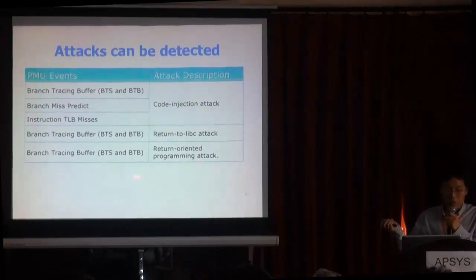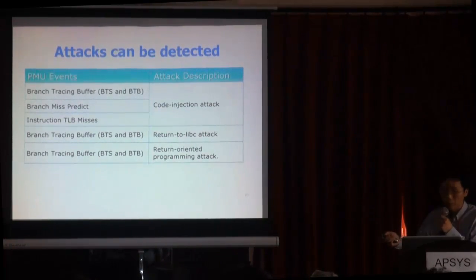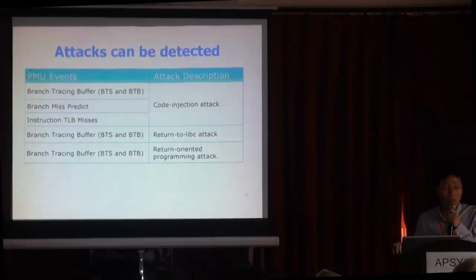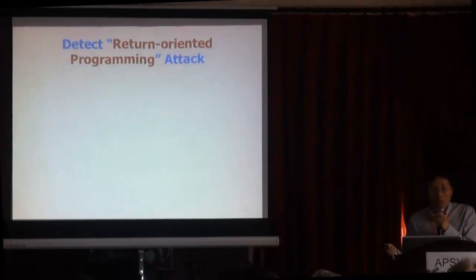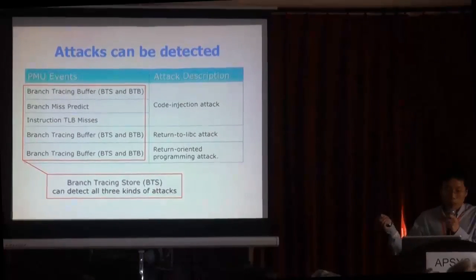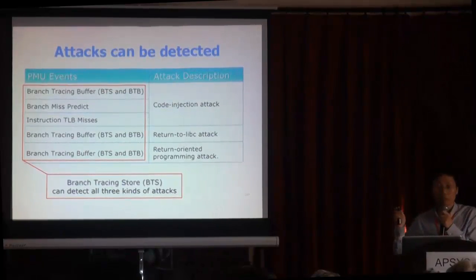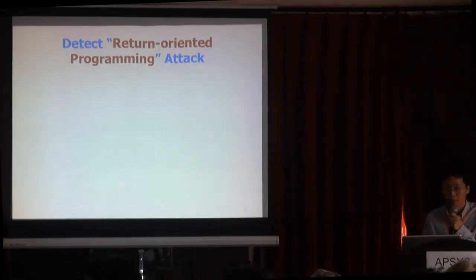We could also use the branch trace buffer and branch trace store to detect return-to-libc attacks and return-oriented programming, which break the control flow integrity of the program. So we could use branch trace store to capture all these kinds of attacks. Let's first show how we could use branch trace store to capture return-oriented attacks.